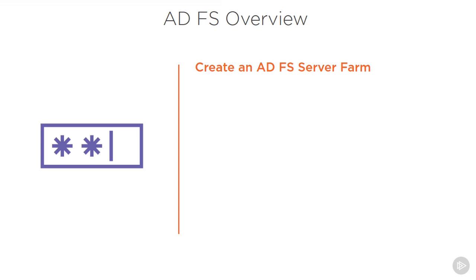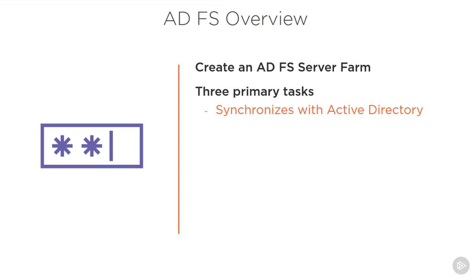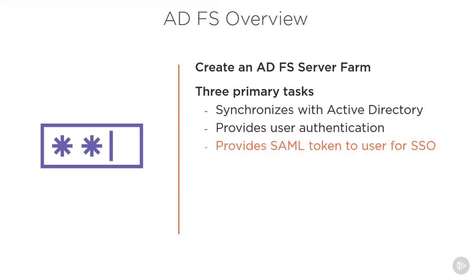And if I do create an ADFS server farm, what's it going to do for me? Well, three primary tasks. The first one is going to provide the synchronization with Active Directory between on-prem and Office 365. Azure AD actually provides user authentication, and it provides the SAML token to users for SSO, single sign-on. We talked about same sign-on, where I can use the same credentials to access resources locally, on-prem I mean locally, or in Office 365. Single sign-on means I provide the credentials once, allowing me to access the content anywhere regardless of where it resides.